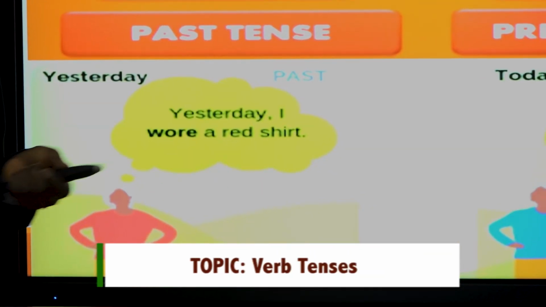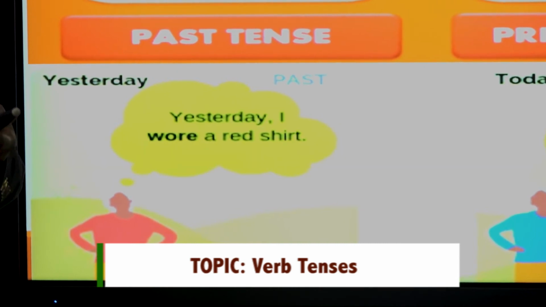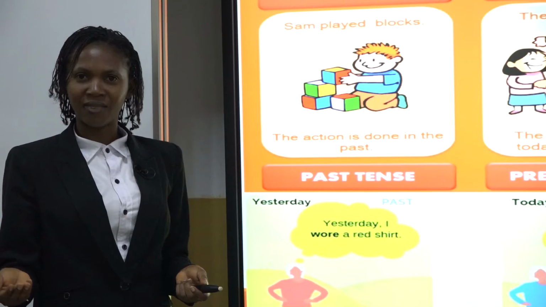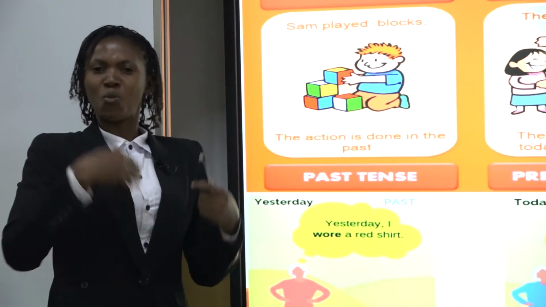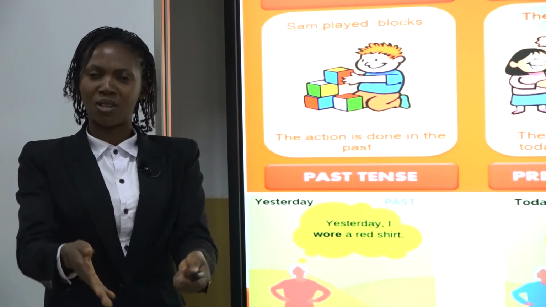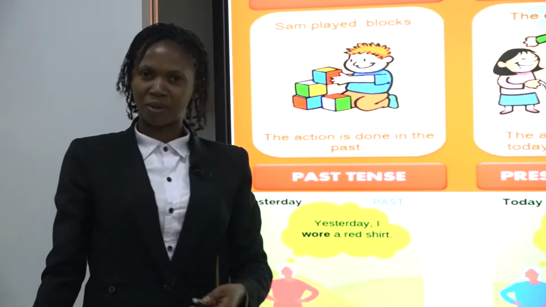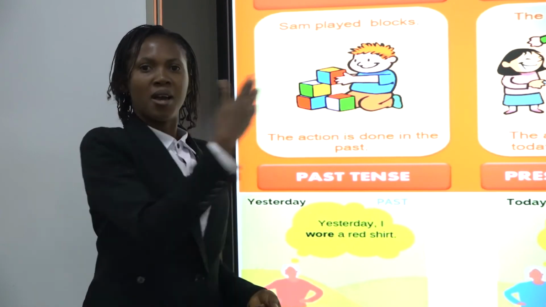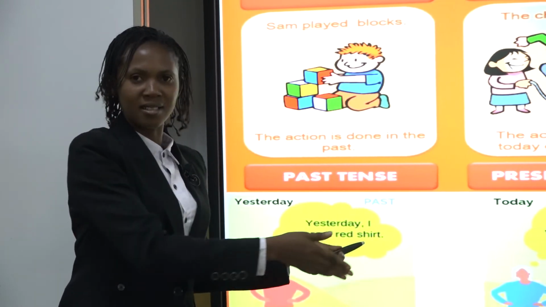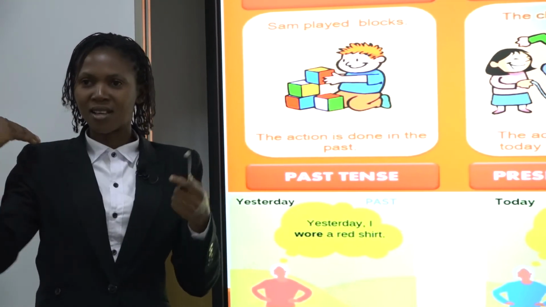Yesterday, what type of clothes did you wear? What is the color of your clothes yesterday? Then today, what is the color of the clothes you are wearing now? Tomorrow, what color of clothes do you intend to wear tomorrow? This is going to help us understand more about verb tenses that talk about the past, the present, and the future.